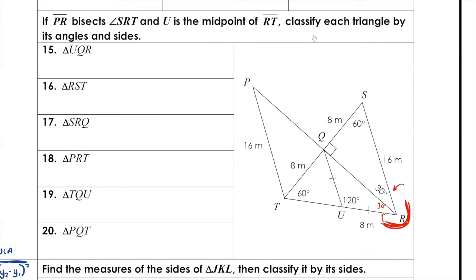In the statement, it says PR bisects angle SRT. PR.